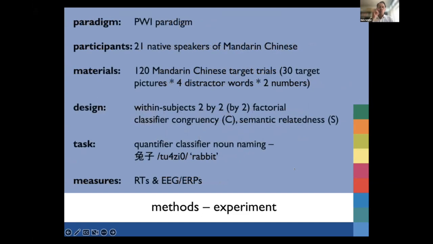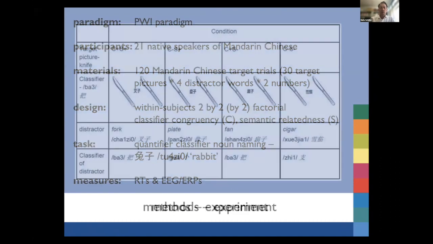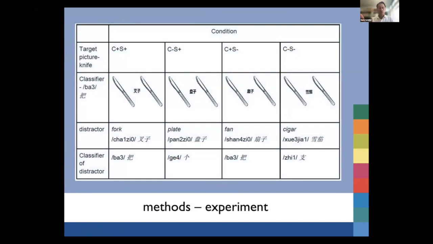And what we found was that we tested 21 native speakers of Chinese in a 2x2 factorial design, measured their reaction times and their EEG. And what we found was that, so here's an overview of the cases that we tested.